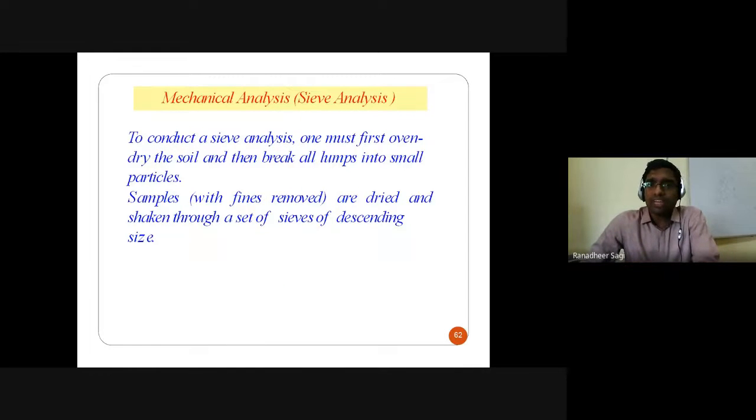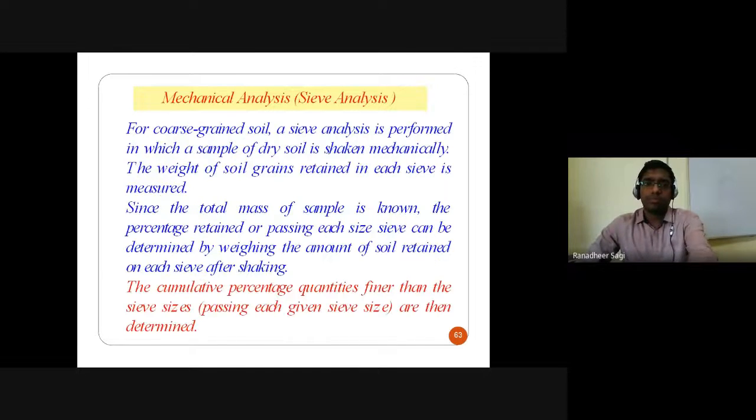To conduct a sieve analysis, one must first oven dry the soil sample, as I mentioned, and then break all the lumps, in case you have got some, so that the particles behave independently instead of getting bonded to each other. For coarse grained soils, a sieve analysis is performed in which a sample of dry soil is shaken mechanically.